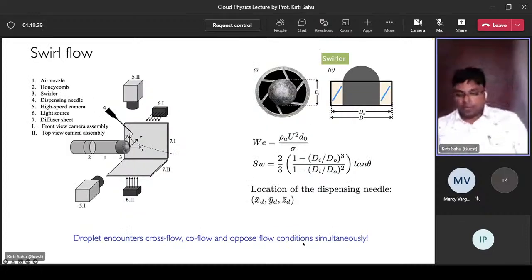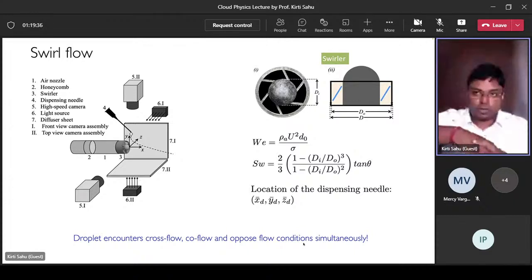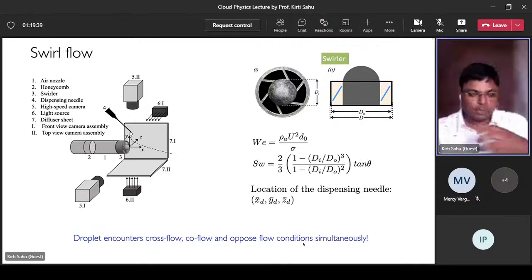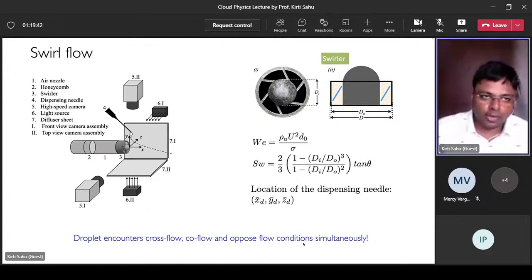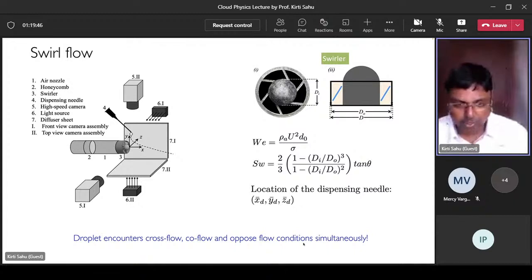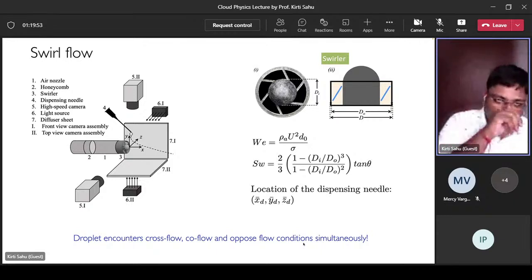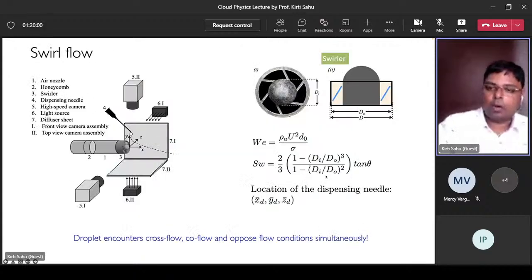Now, what we have discussed in the previous part is when the droplet interacts with an airstream in the opposite flow configuration or in the co-flow configuration, but the airflow is straight. What happens to the dynamics when, in many situations in the atmosphere, we observe swirl flow? We observe this swirling type of flow. So for that, in addition to these Weber numbers, we will have a swirl number. This has been defined based on the geometry of the swirler. Di represents the inner diameter of the swirler, and D naught represents the outer diameter. So for a fixed swirler, the swirl number is constant.